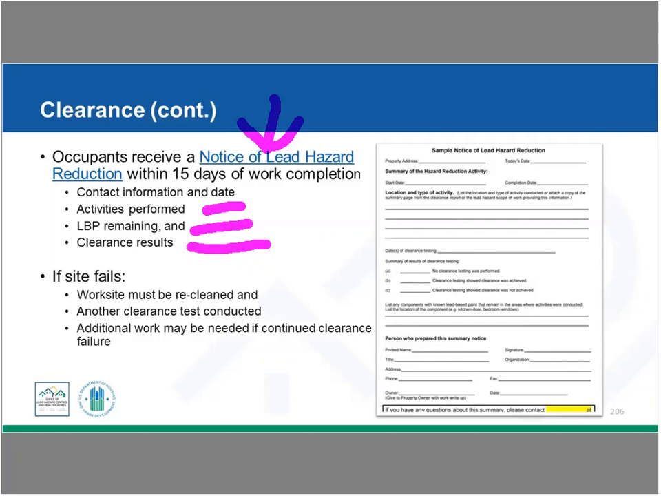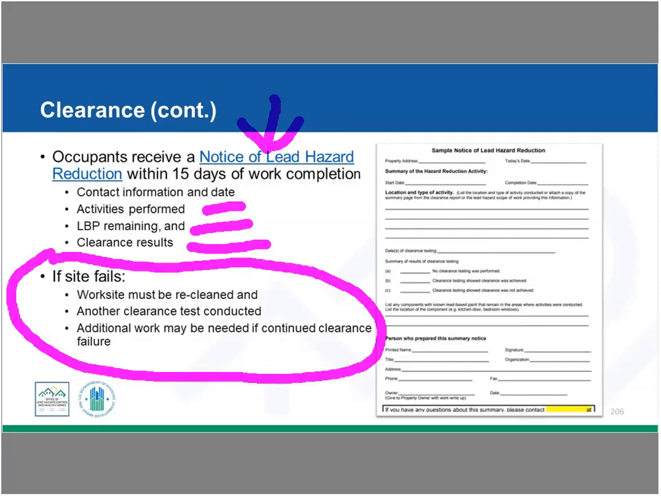The program person needs to take the information from the clearance report and put it into this notice of lead hazard reduction activities. And as I started saying on the last slide, if the site fails clearance, the first thing you usually do is re-clean and retest. If it fails again, unfortunately, there may need to be additional work done because we cannot consider this project complete until it has actually passed clearance.